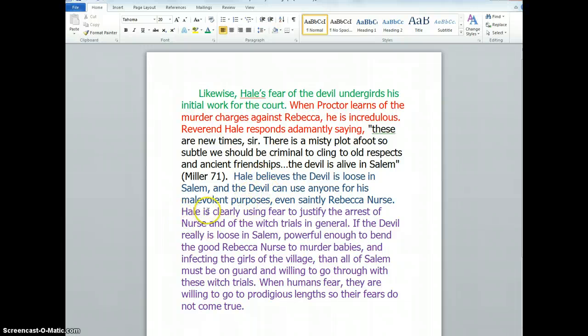And then finally, I look and see that I write about how this quote relates to my topic sentence of Hale's fear of the devil undergirding his initial work for the court. Please talk to me if you have questions or email me.